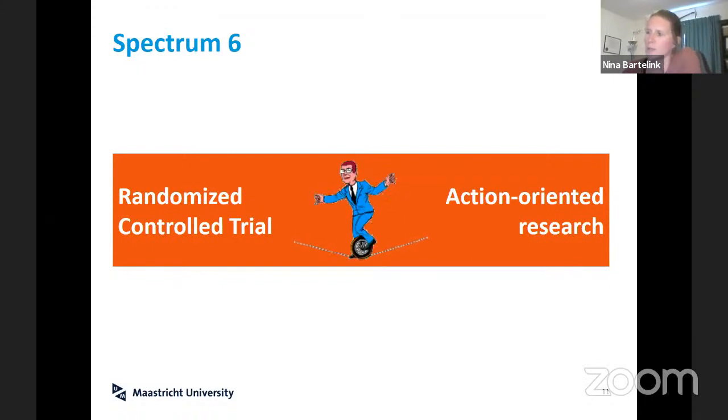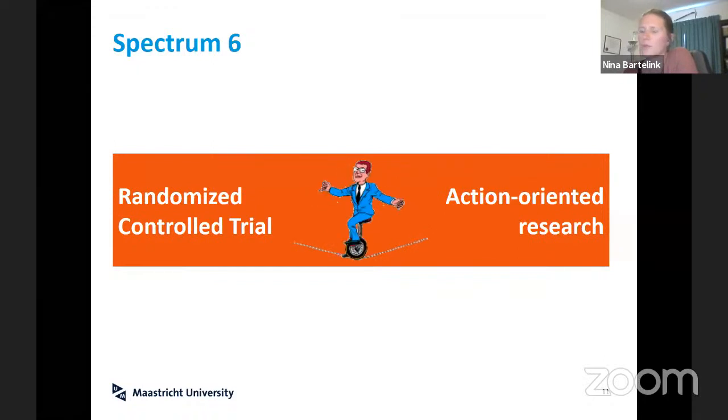And when you lean more to the right side, the action-oriented research, then you focus much more on the process and understanding what's happening in the specific context, and also to really provide support to the school to improve implementation. And important aspects here are continuous monitoring and feedback loops.